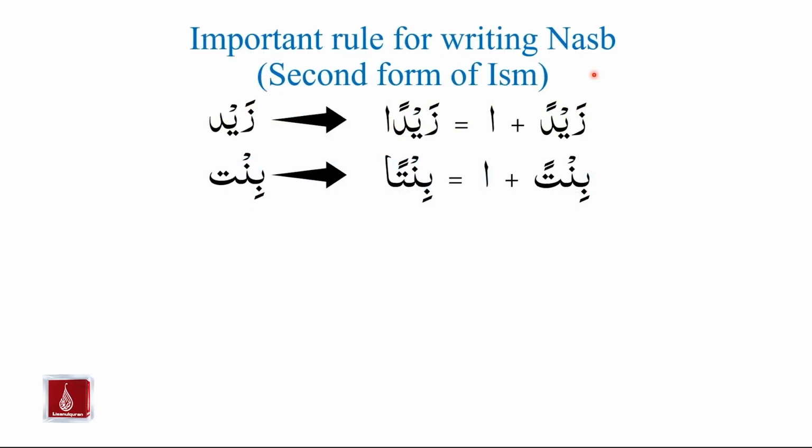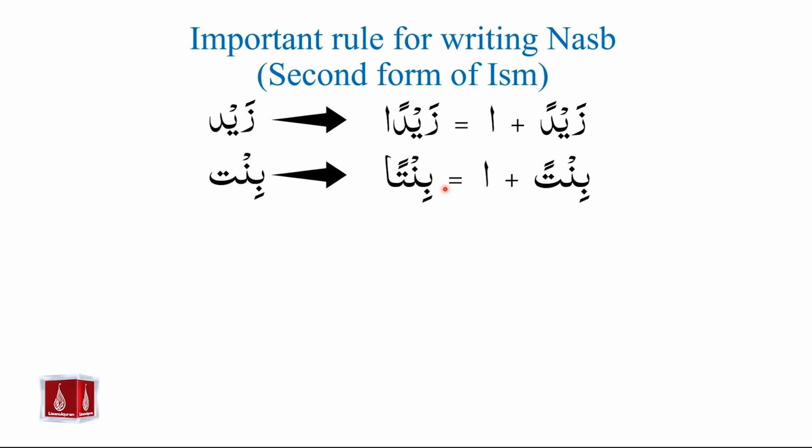Let's revisit the rule for writing of nasab or the second form of an ism. For Zaid, in order to write the second form of the ism, we took the ism Zaid, we added a double zabar or double fatha on the last alphabet, and we added an alif to make Zaidan. For bint, which means girl, to make the nasab form of bint, we took bint, we added a double fatha or double zabar on the last alphabet, and we added an alif to make bintan.